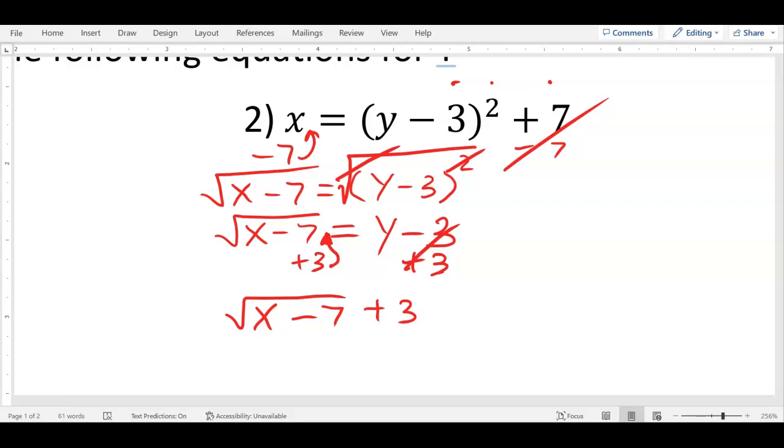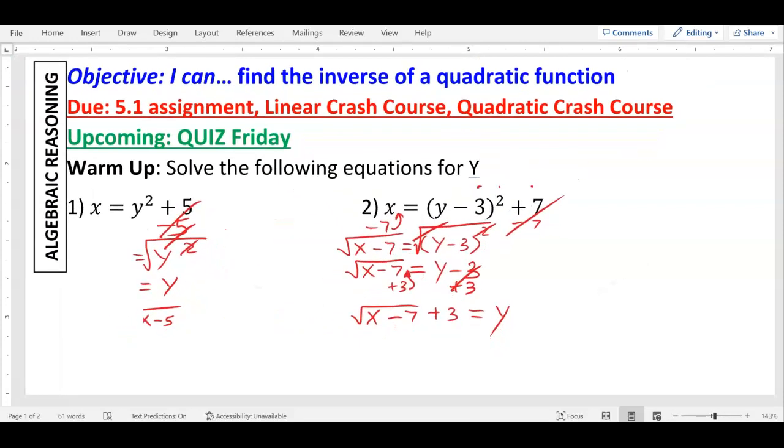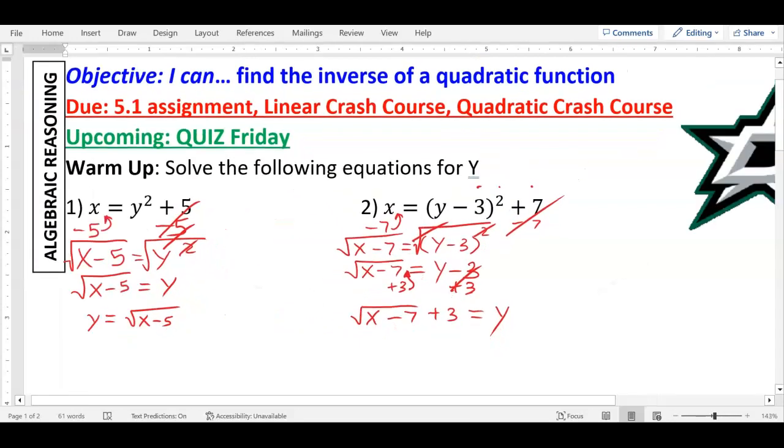Okay? Now, on the right side, everything else is canceled. All I have is y, and that's it. I solve for y on both sides. Okay? So that's probably the most complicated looking one. This one's kind of straightforward. That's probably the most complicated.